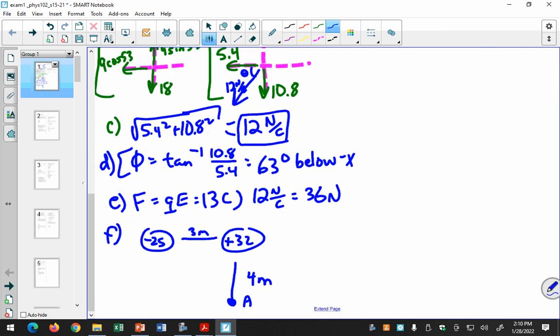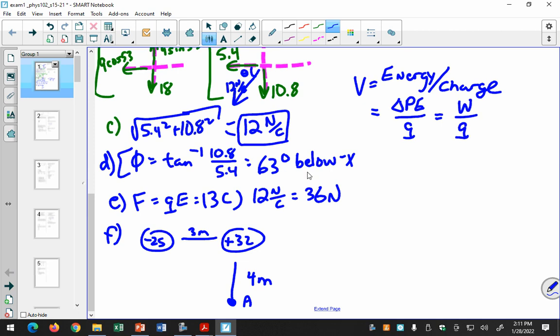To find the potential at this point, now this is new, we haven't done this, but we're going to do it in class. So let's go ahead and get this. First of all, potential is equal to an energy per charge. Potential is energy per charge, or we're going to see this in a variety of ways. It is a change in potential energy per charge, or we're going to write it as a work per charge. Voltage or potential is the same.